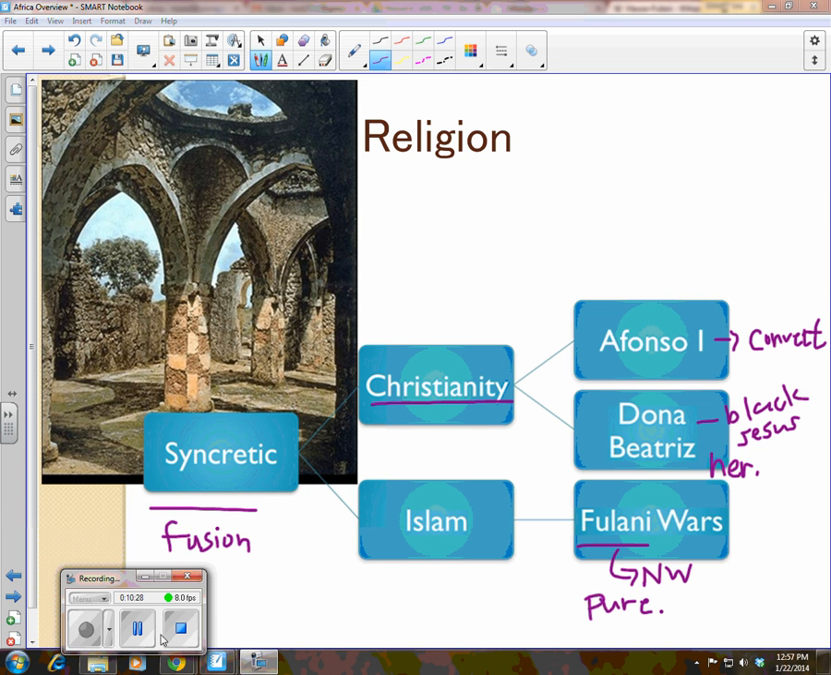That's where we'll stop for the first part of the chapter. We'll be getting into trade and slavery and the diaspora in the second part of the PowerPoint.